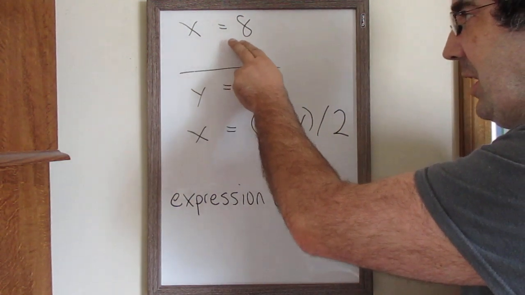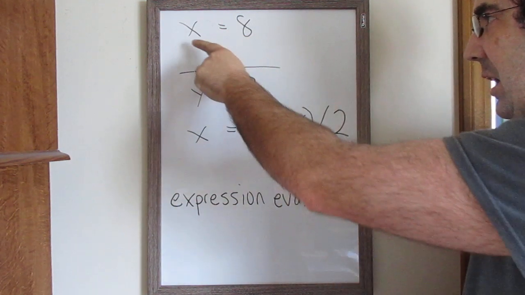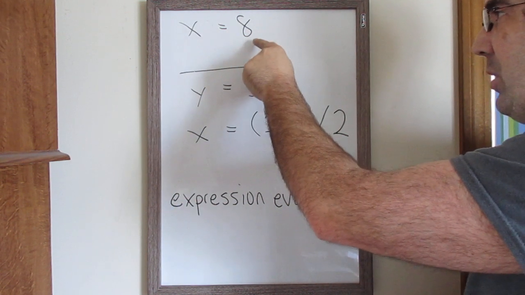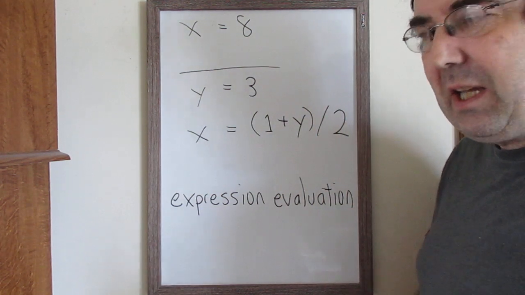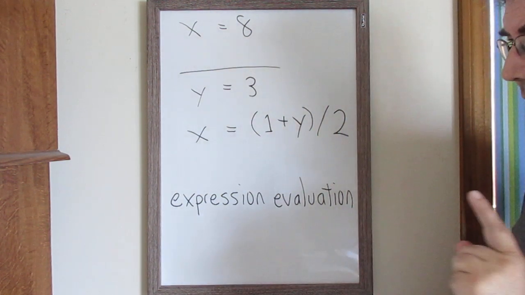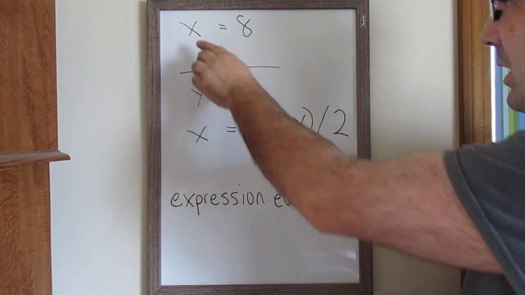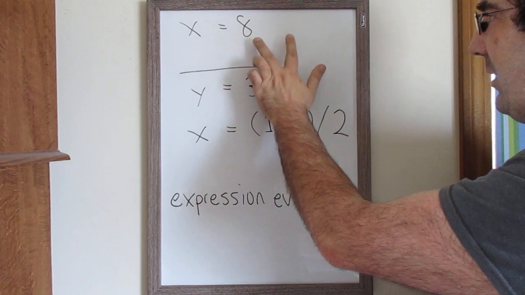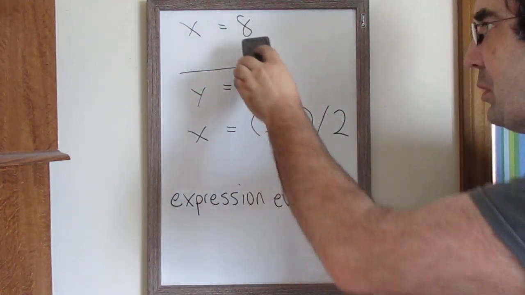Here's an assignment statement. X is reset to point to the value 8. Here's an assignment statement where the right side is as simple as you can get. But that is not always the case. Sometimes you have an assignment statement where the right side can be a little bit more complicated.